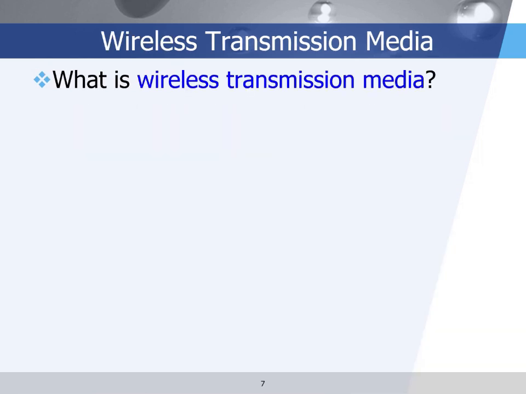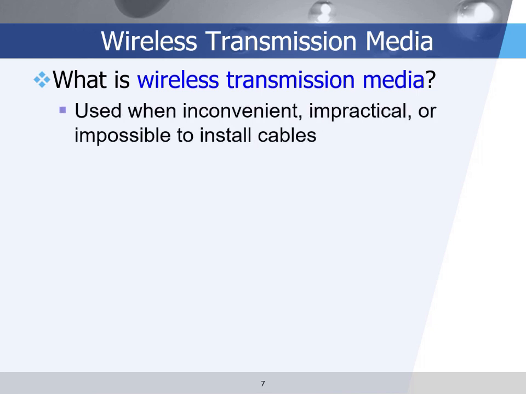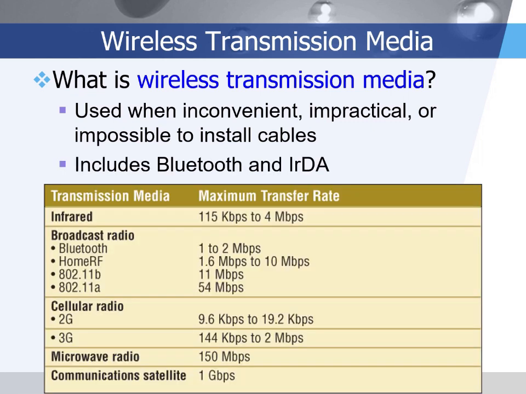The other type of transmission media is the wireless transmission media. This type is widely used nowadays. It is also used when it is not convenient or impractical to install cables. There are different types of wireless transmission media, like the infrared connection, broadcast radio connection, cellular radio connection, microwave radio, and the communication satellite. As you can see, the speed of the different media is also different.